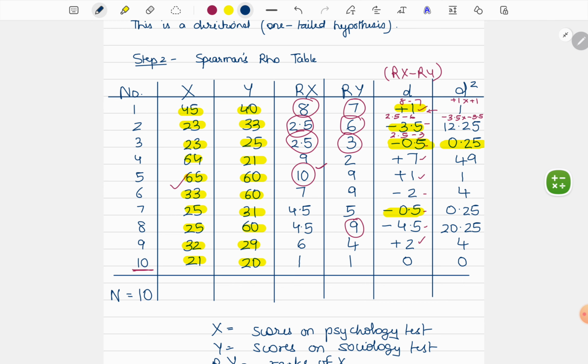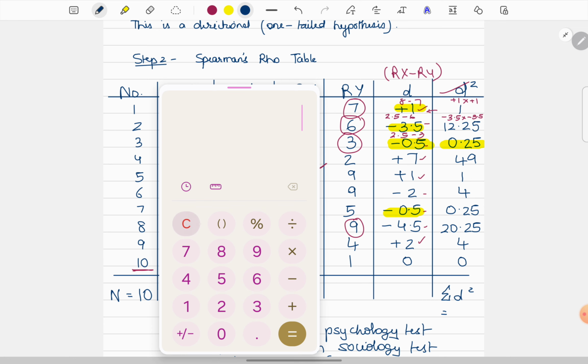Okay, and we need to sum or total the last column. In the Spearman's row sum, we need to sum d squared. This we denote as sum, the summation symbol, d squared. Okay, let's just add up all the values.